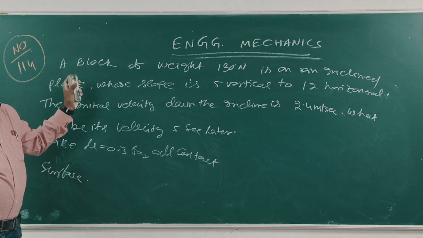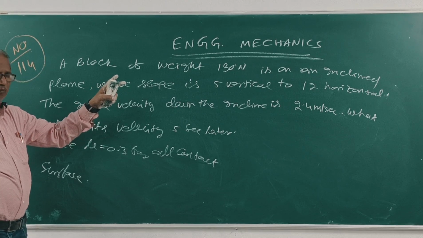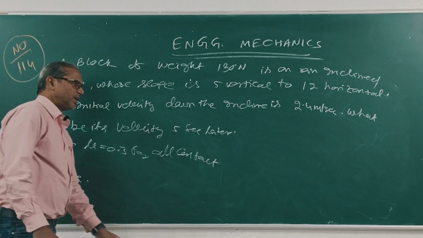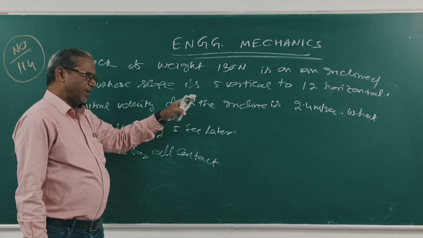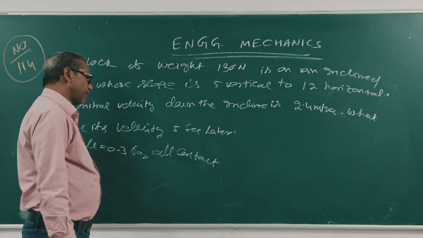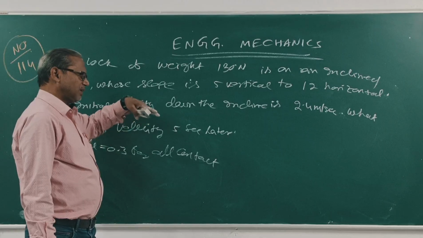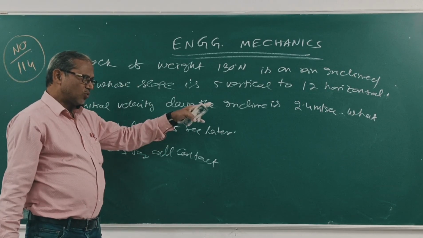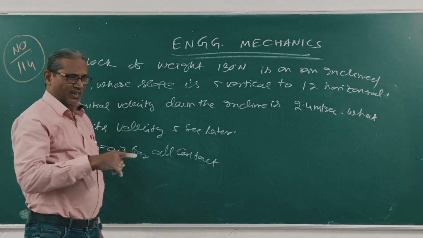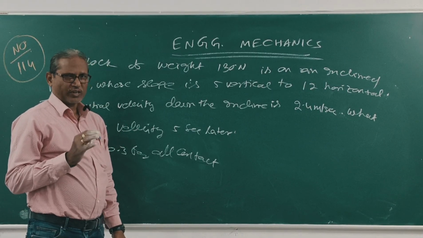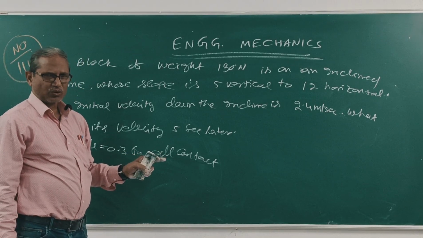This is question number 114. A block of weight 130 Newton is on an inclined plane whose slope is 5 vertical to 12 horizontal. The initial velocity of the block down the inclined plane is 2.4 meter per second. What is its velocity 5 seconds later? Take mu equal to 0.3 for all contact surfaces.